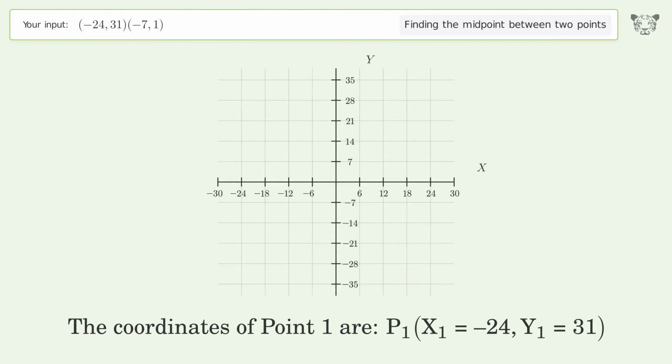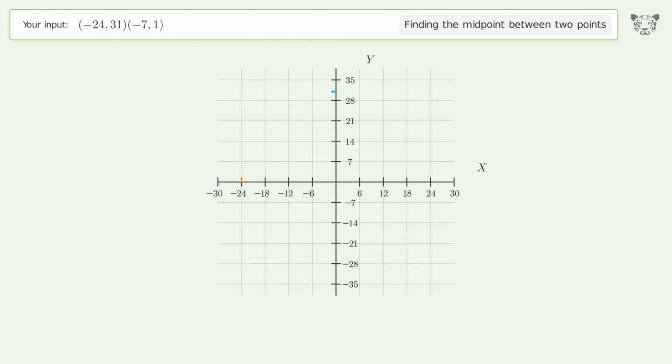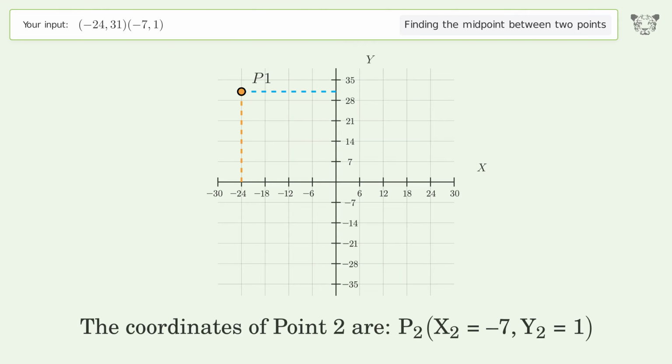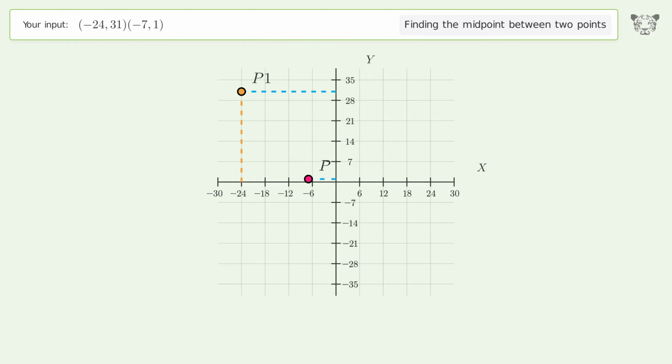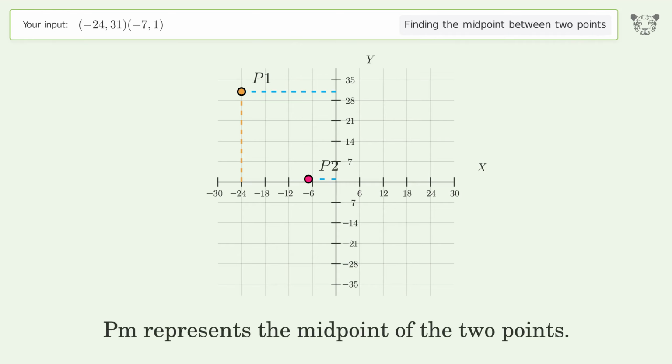The coordinates of point 1 are, x1 equals negative 24, y1 equals 31. The coordinates of point 2 are, x2 equals negative 7, y2 equals 1. PM represents the midpoint of the 2 points.